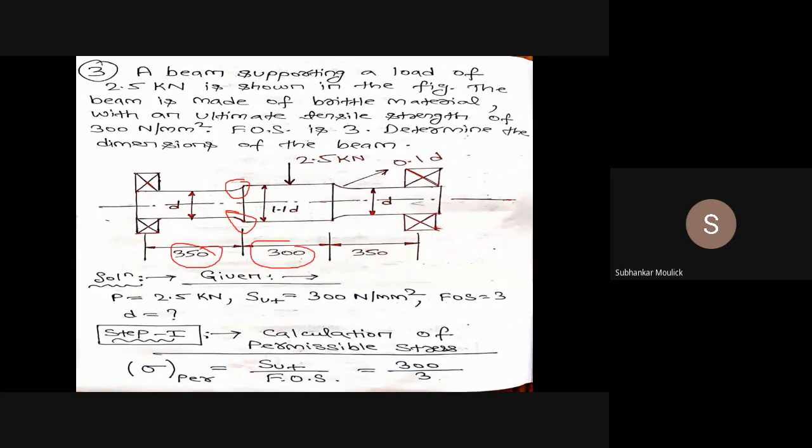That means how much? 650 mm. Again one stress concentration region is there. Again one fillet is there. And the overall length of the beam is how much? 1000 mm. Fine.